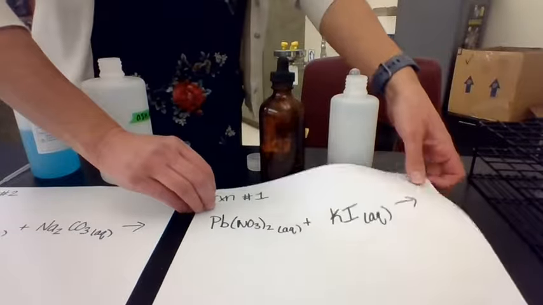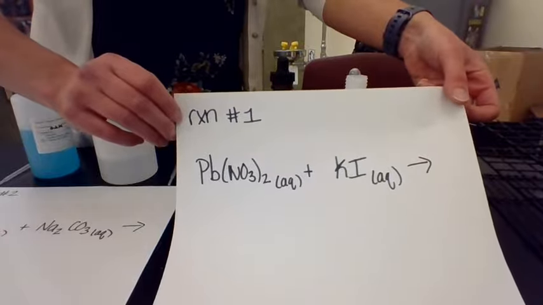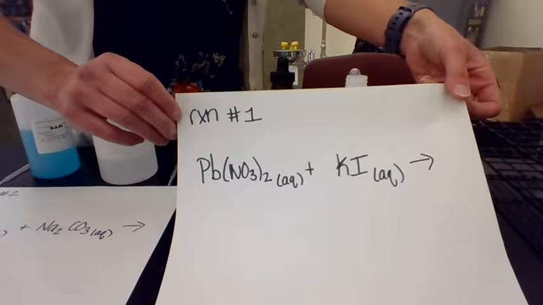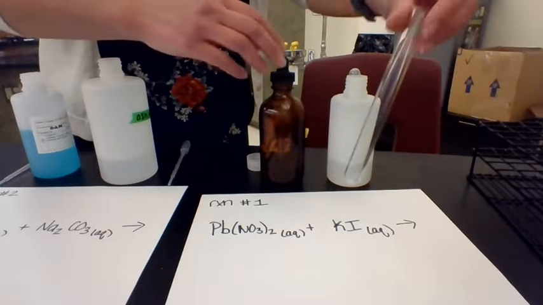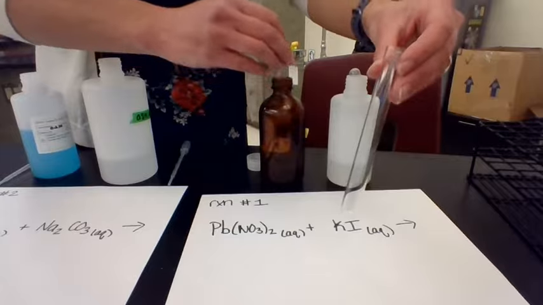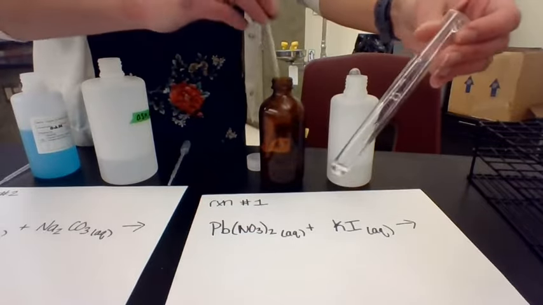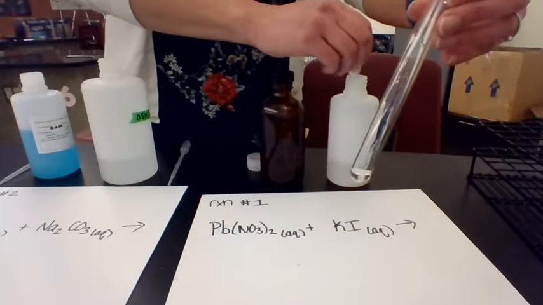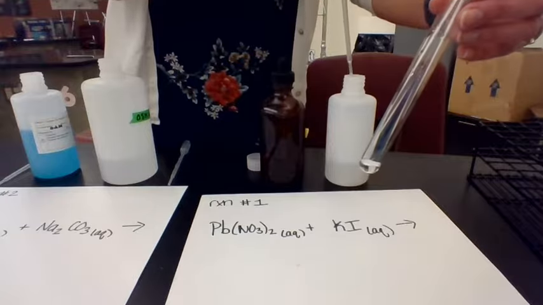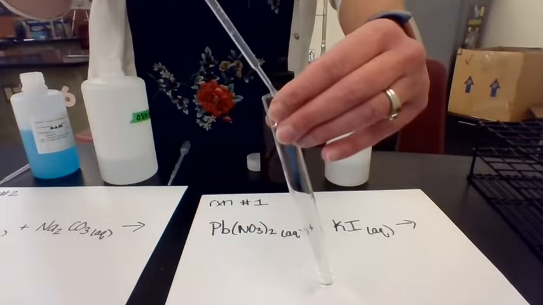Okay, so this first one is between aqueous lead nitrate and aqueous potassium iodide. So those are our reactants. And feel free to pause and rewind as needed here. So we're going to put them into a test tube so we can see it clearly. So here's my lead nitrate. You can see it is a transparent, colorless liquid. And now I'm going to add some potassium iodide to it.